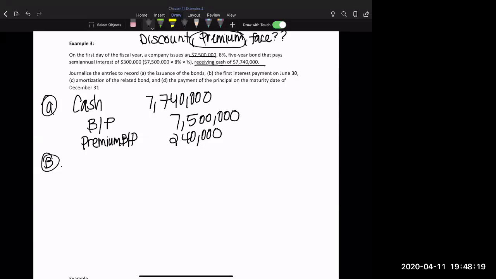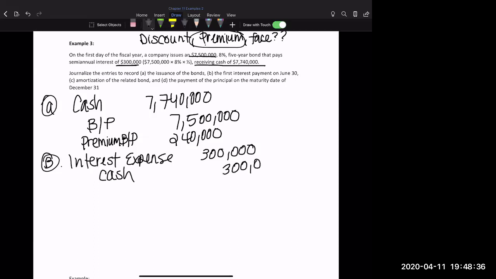Okay. So B, now we need to capture the first interest payment on June 30th. This represents our first interest payment to our investors. To do so, we're going to do a debit to interest expense in the amount of $300,000, right? And then our credit would be cash. That should be a little redundant to you guys, but hopefully you're keeping up.